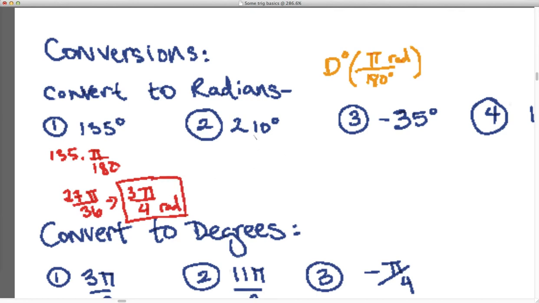So same thing here. If you did 210, they both end in 0, so the 10s can cancel out. And then 21 is 3 times 7, and this is 3 times 6. So the 3s cancel, and you get 7 pi over 6.